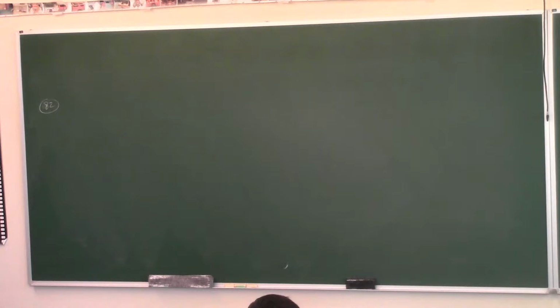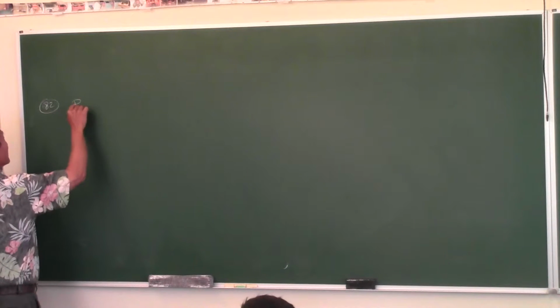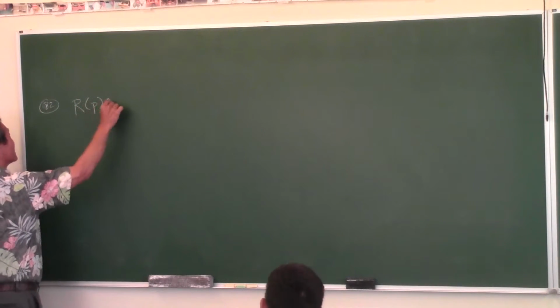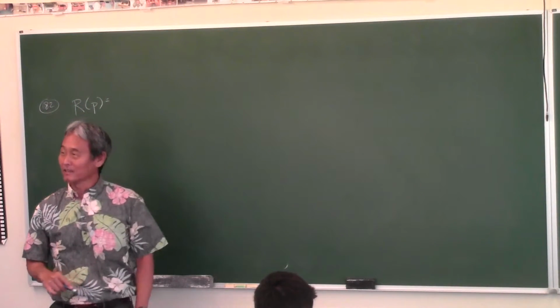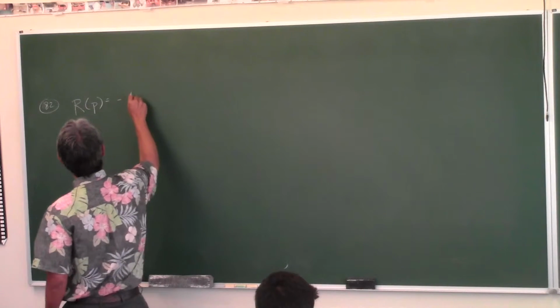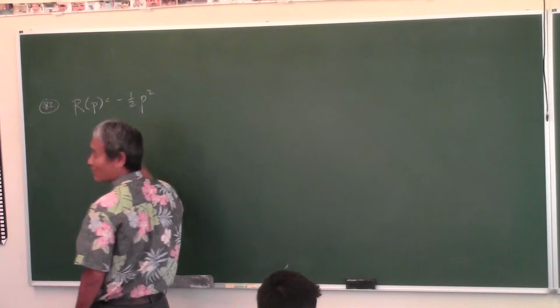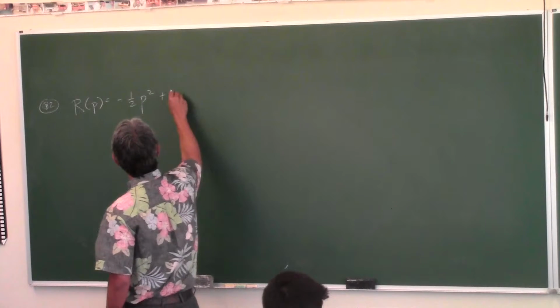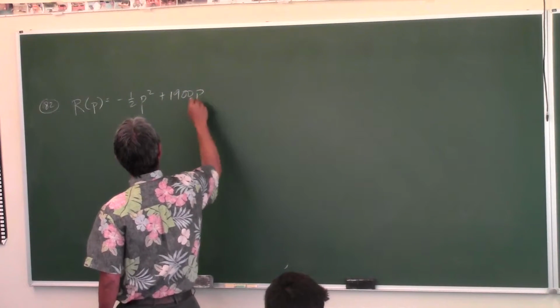The John Deere company has found that the revenue in dollars from sales of heavy-duty tractors is a function of the unit price P in dollars that it charges. If the revenue is, and they give you a revenue function. So if you're going to major in business, this is exactly the kind of problem you're going to get. R of P is equal to negative 1/2 P squared plus 1900 P.